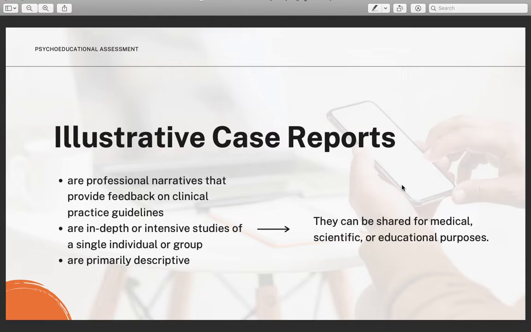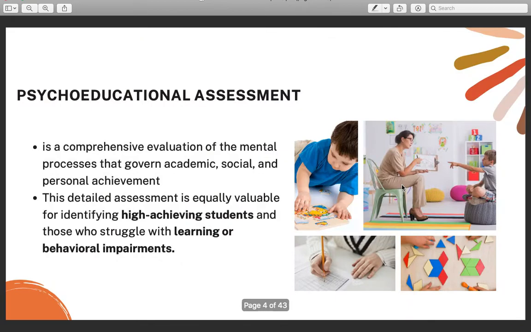Now, ano ba itong illustrative case reports? Now, these are professional narratives that provide feedback on clinical practice guidelines. These are in-depth or intensive studies of a single individual or group and are primarily descriptive. They can be shared for medical, scientific, or educational purposes. So, case report is actually same lang siya ng case studies. However, we use the term case report if we are doing it for clinical practice.